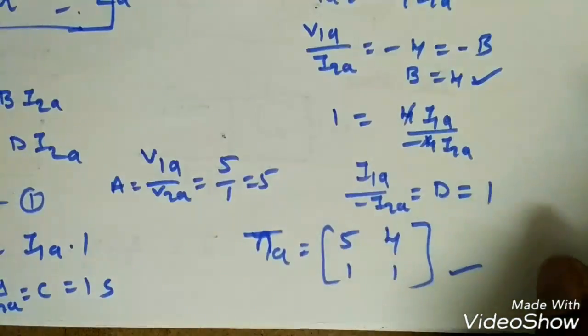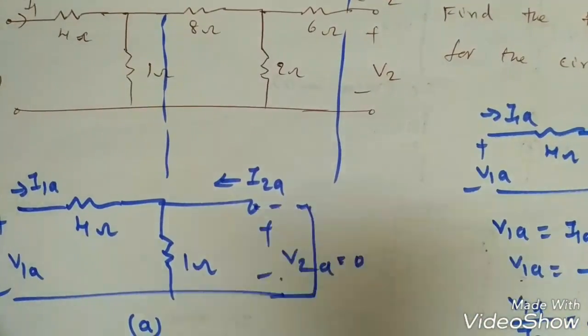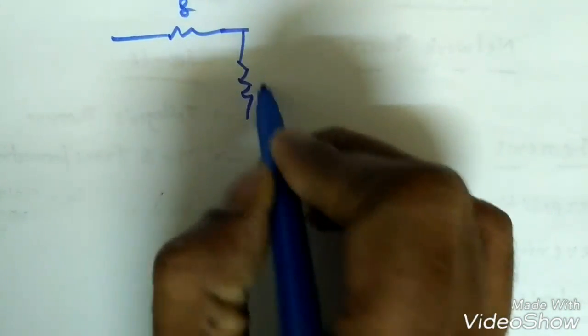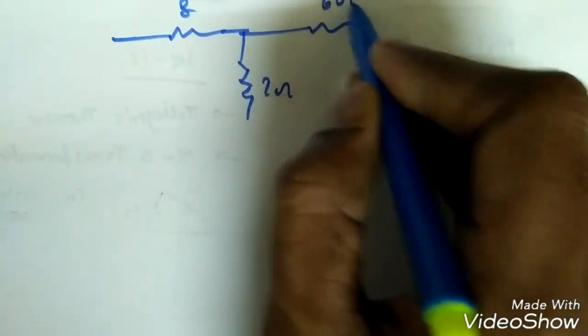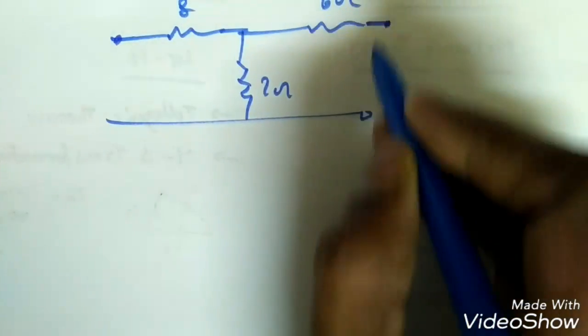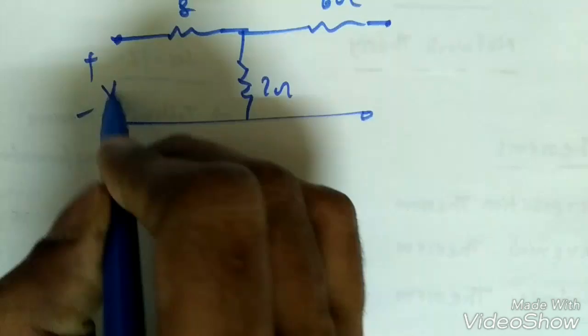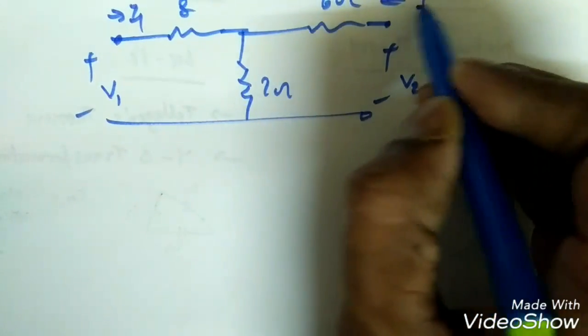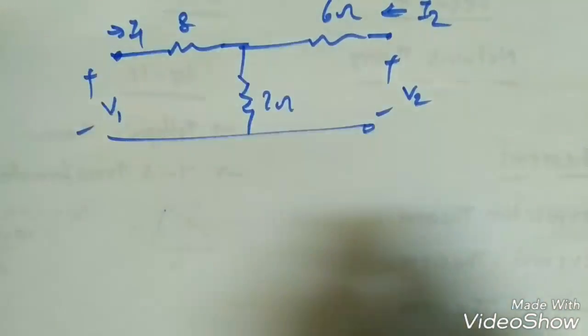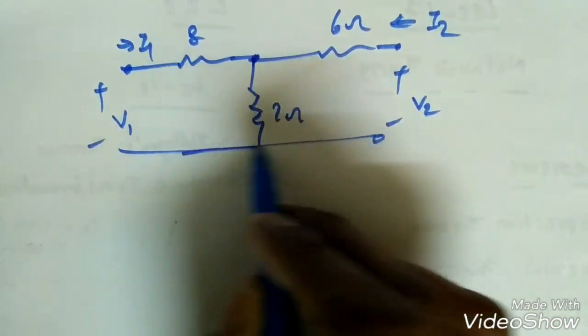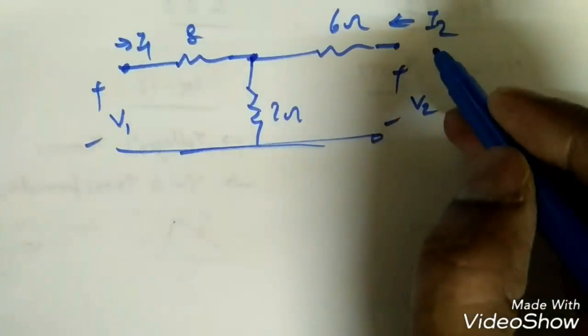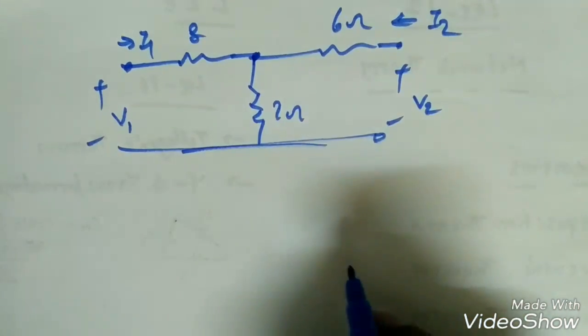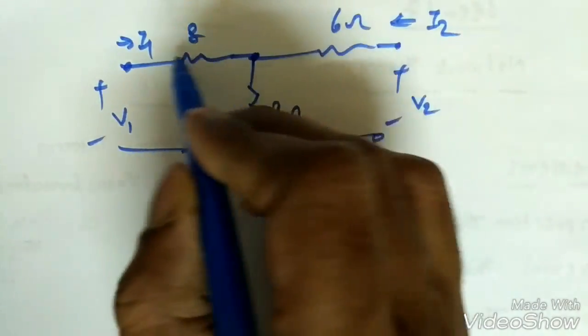Next we will take the remaining circuit, that is 8 and 6. Then we have to find again the T parameters. 8 ohms, this is 2 ohms, and this is 6 ohms. So the same method we will use. Suppose V1, V2, I1, I2. I am directly finding the parameters. See, I will use a different approach here. To make I2 0, it's a somewhat lengthy procedure. So this is I1 coming, I2 coming.